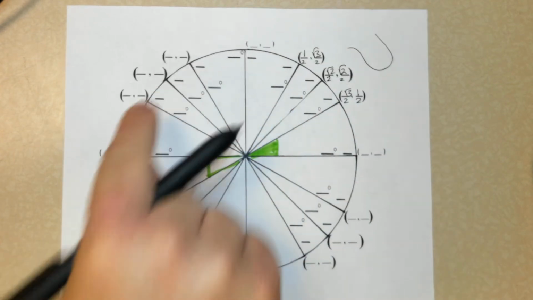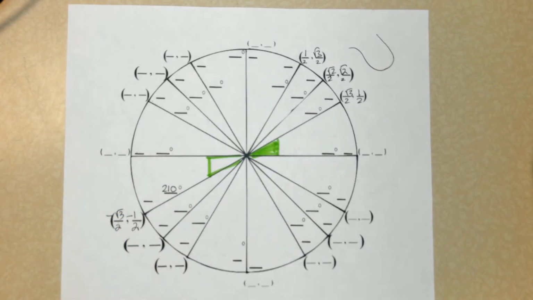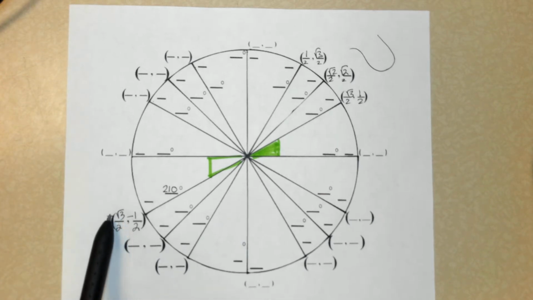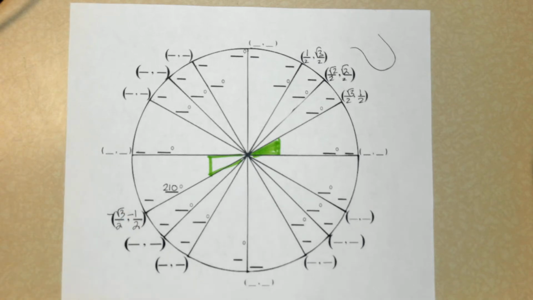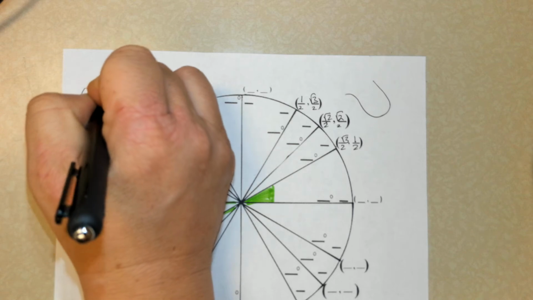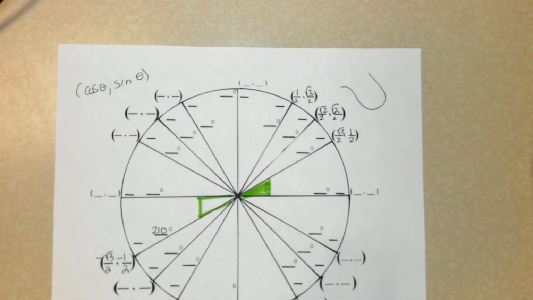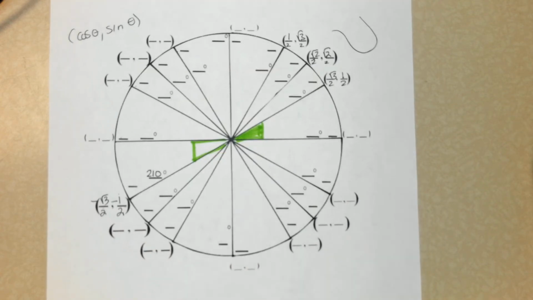Remember, quadrant 1, 2, 3, everything's negative in quadrant 3. So if I said to you, what is the cosine of 210 degrees, the cosine would be negative radical 3 over 2. If I said, what is the sine, it would be negative 1/2. Remember, it's always cosine of an angle followed by sine of the angle. CBS, cosine before sine. Let's try another one.